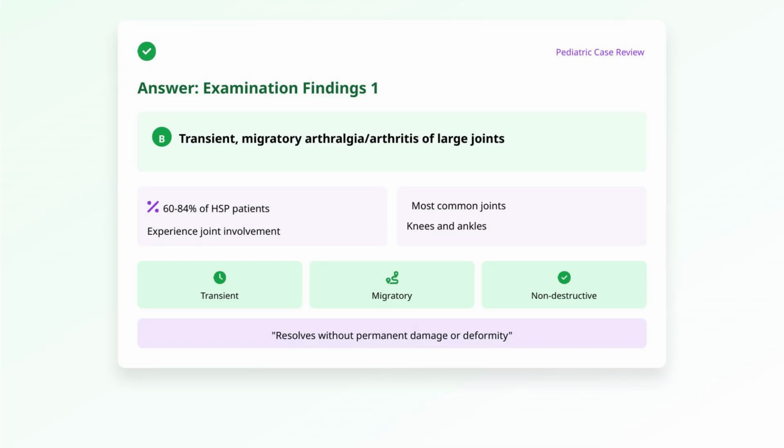The correct answer is B. Joint involvement in Henoch Schönlein Purpura typically presents as transient migratory arthralgia or arthritis affecting large joints. This occurs in 60 to 84% of children with HSP. The knees and ankles are most commonly affected. The arthritis is non-destructive and typically resolves without permanent damage.